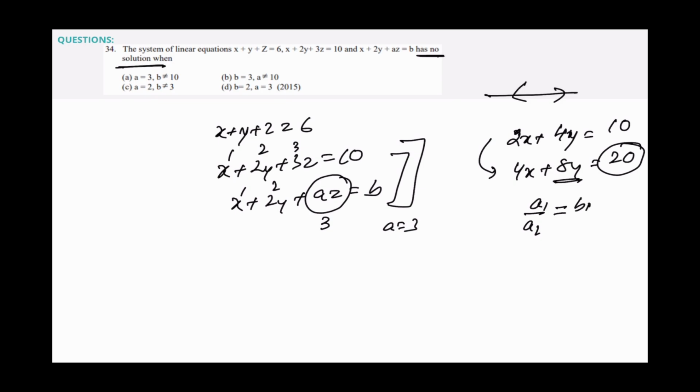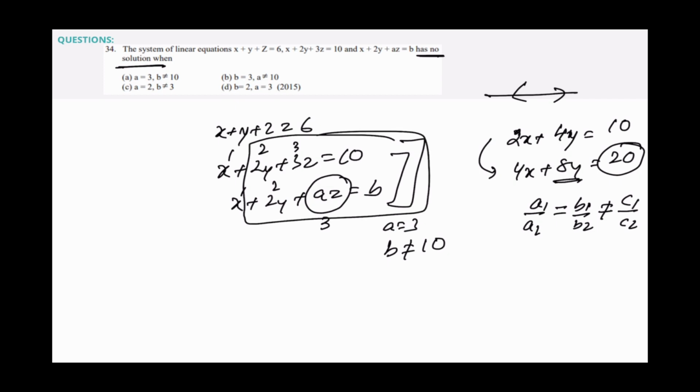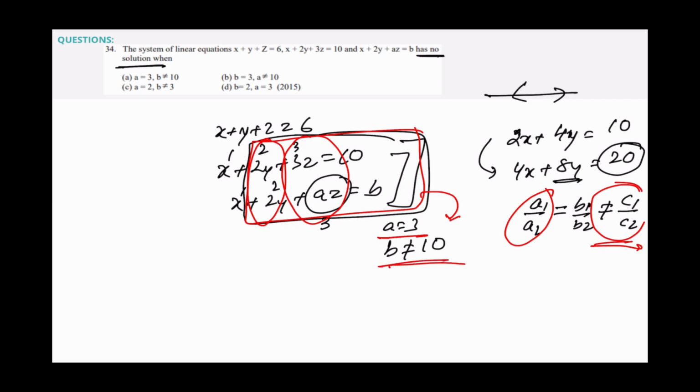A1 by A2 should be equal to B1 by B2, but should not be equal to C1 by C2. What are we going to change? We'll make that B should not be equal to 10. We just took a short form of this one, okay? If you think like this, that we need no solution, first these two, a1 by a2 should be equal to b1 by b2. So we made them same, and by that we got a equal to 3. But that should not be equal to c1 by c2. So b should not be equal to 10. So directly we can put this answer.